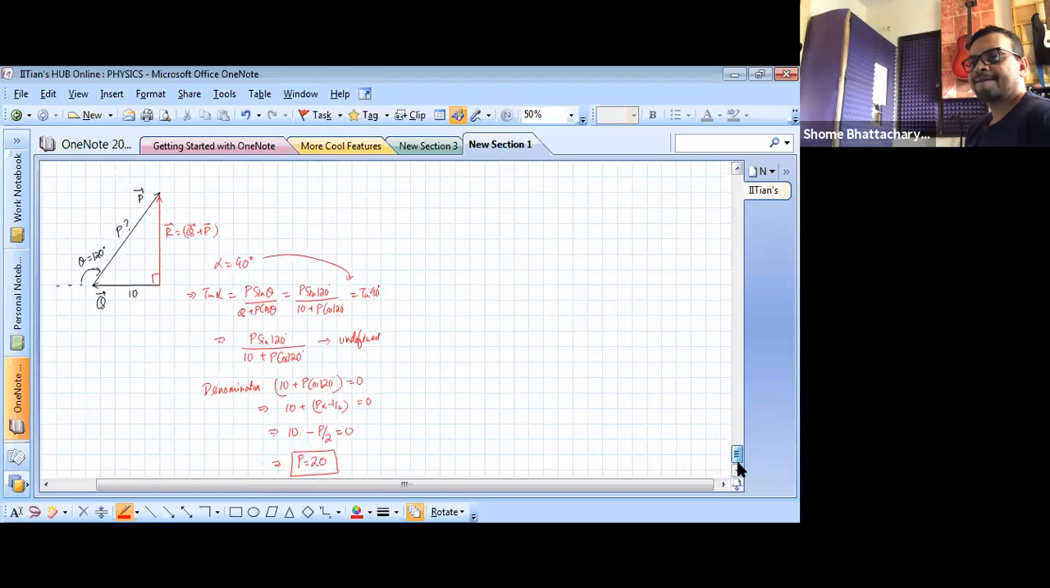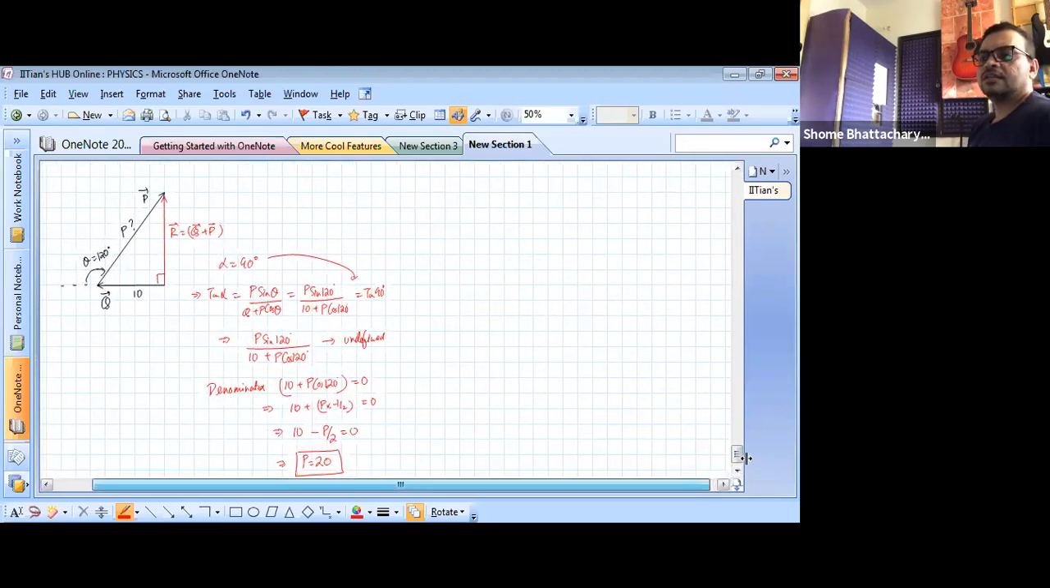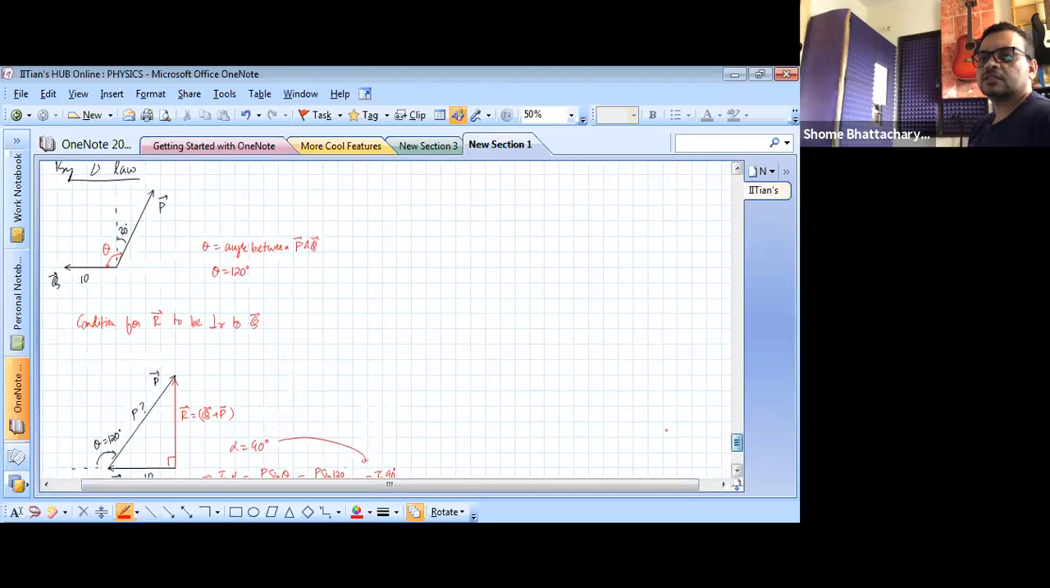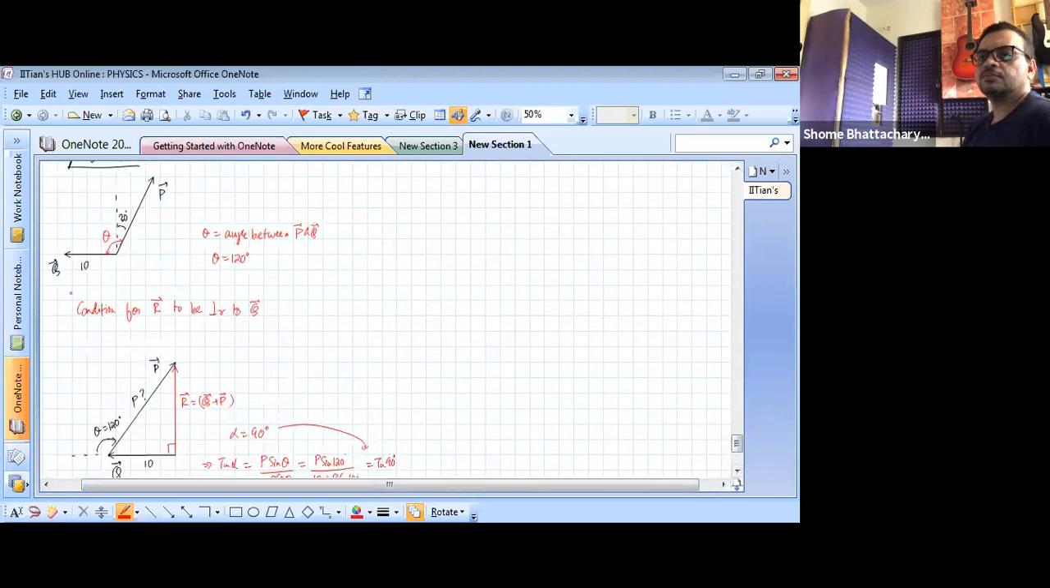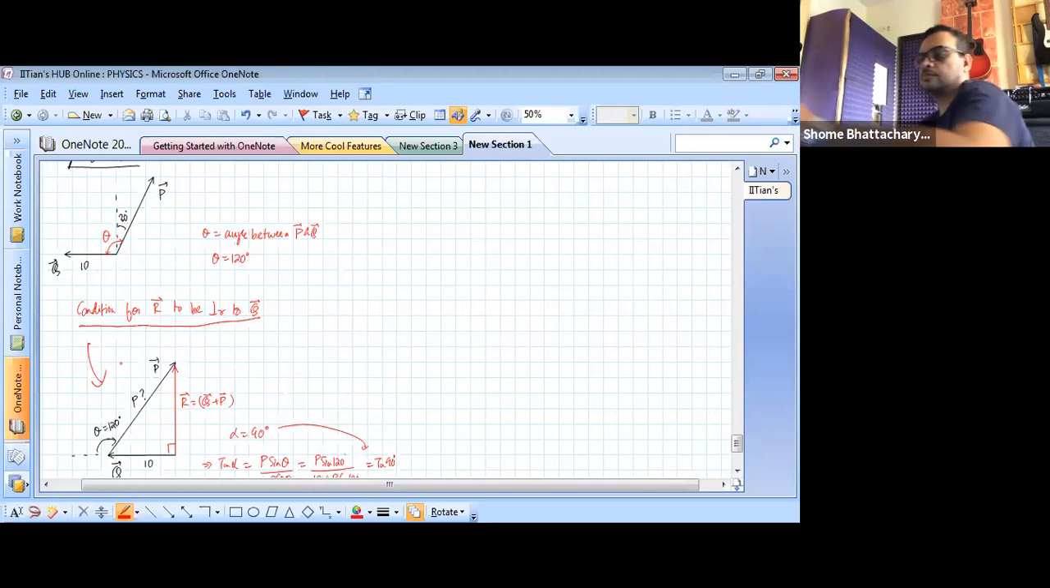Okay, so this is a geometrical solution of it. The condition that these two vectors, their sum is along the perpendicular. This condition applied to these two gives you this kind. Okay, so just take a look at this and make sure you understand the working.